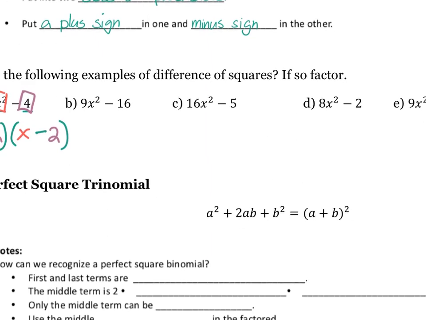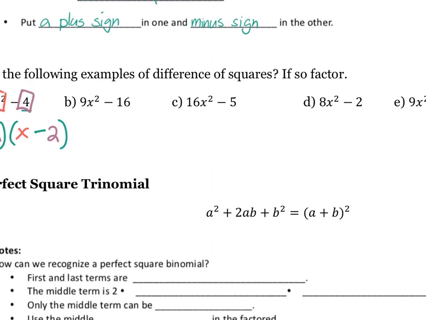All right, so now I need to see, are my two terms perfect squares? So 9 is a perfect square and x squared is a perfect square. So yes, that is a perfect square. 16 is a perfect square because the square root of 16 is 4.